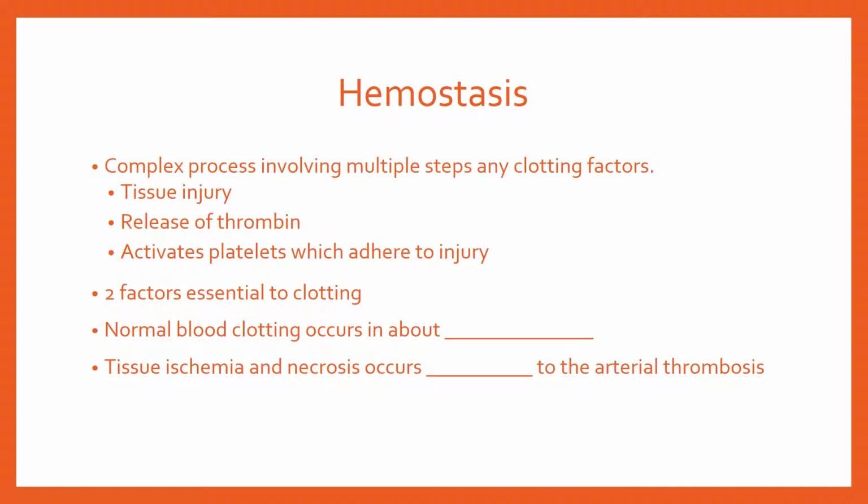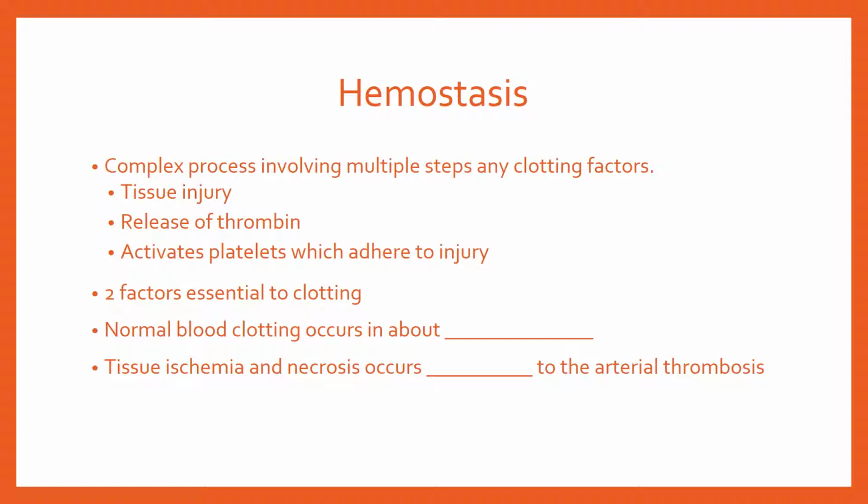Homeostasis is a complex process involving multiple steps of many clotting factors. This is called a coagulation cascade. You're going to have an actual injury to the tissue. It's going to release thrombin, which is going to activate the platelets, which are going to adhere to the injury, which is going to cause the clotting to occur to stop the bleeding. There are two factors that are essential to clotting: thrombin and fibrin. Normal blood clotting occurs in about 6 minutes.